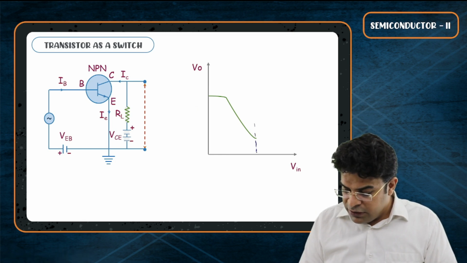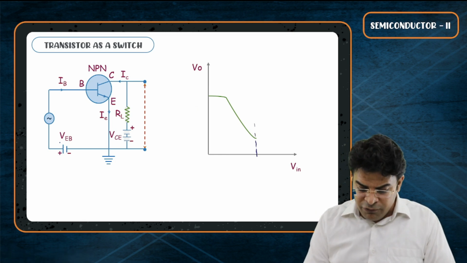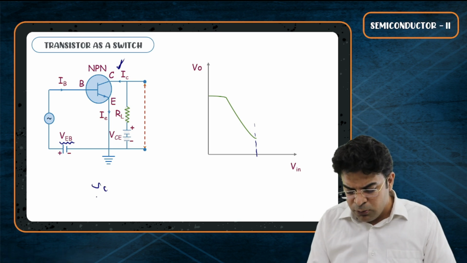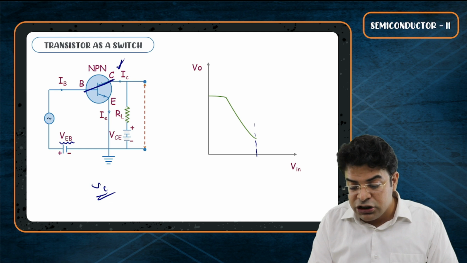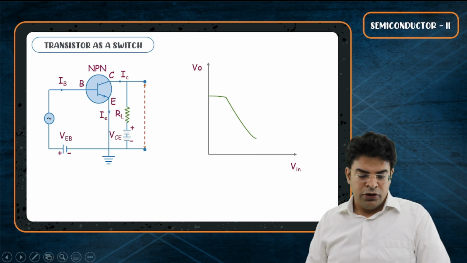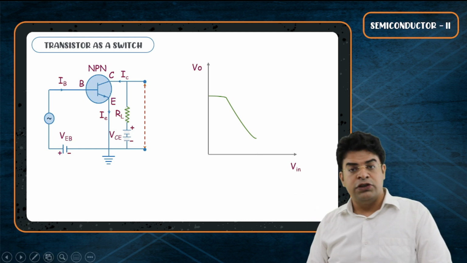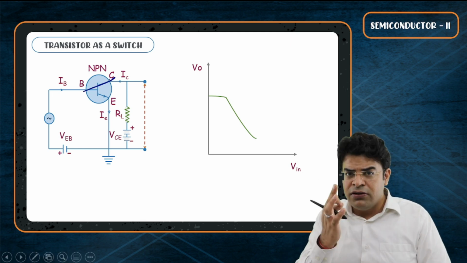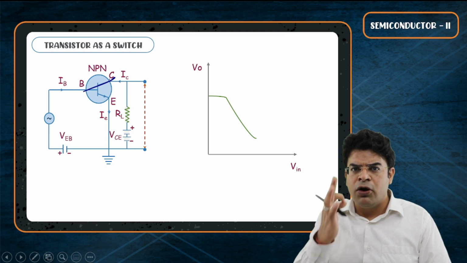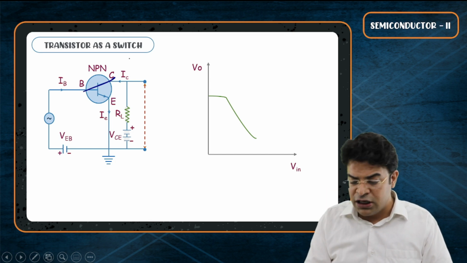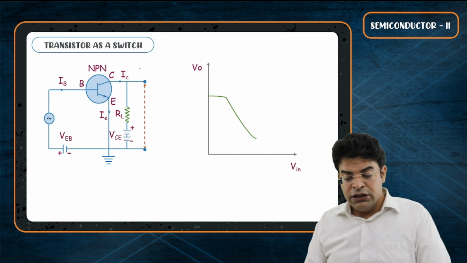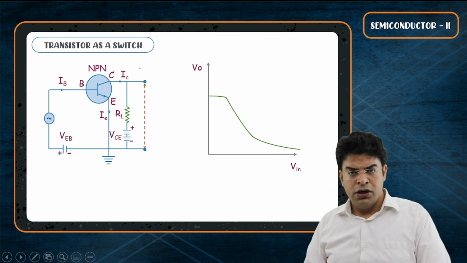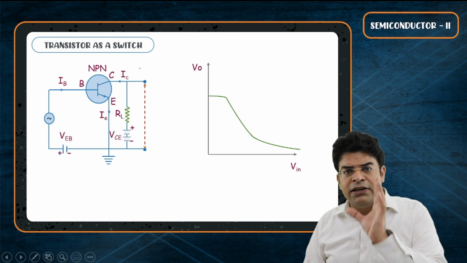Now, there comes a point where VBE becomes so large that VC becomes so small that the base collector junction also becomes forward biased. So your base emitter junction is forward biased, and your base collector junction also becomes forward biased. Under such a situation, a huge amount of current flows into the transistor. IC becomes so large that the output potential nearly tends to 0. Now here we define 3 states.